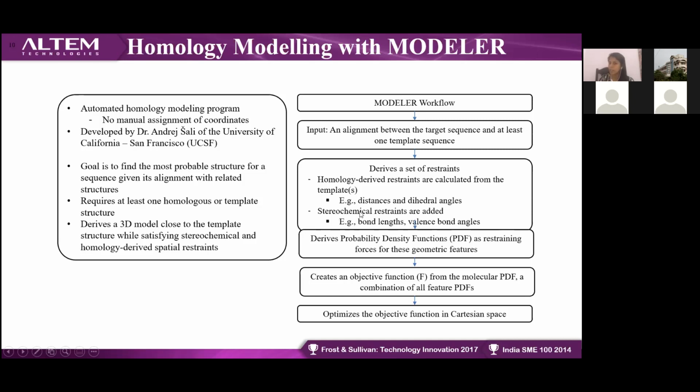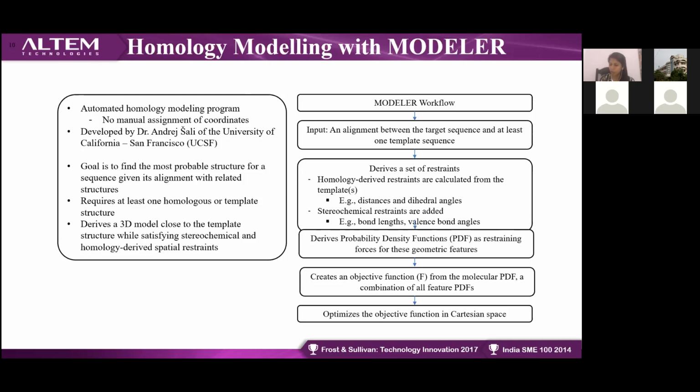And coming to stereochemical restraints, you need to check the bond length as well as the valence bond length, and bond angles. Apart from that, there are something called derived probability density functions. Based on these functions only, it can predict the complete geometric features of your protein structure. Once you have predicted it, you can create the objective function from the molecular PDF that also combines all the feature PDFs. Once you have predicted this, you will have that objective function in Cartesian space. So this is the exact workflow which has been used in the modular algorithm.